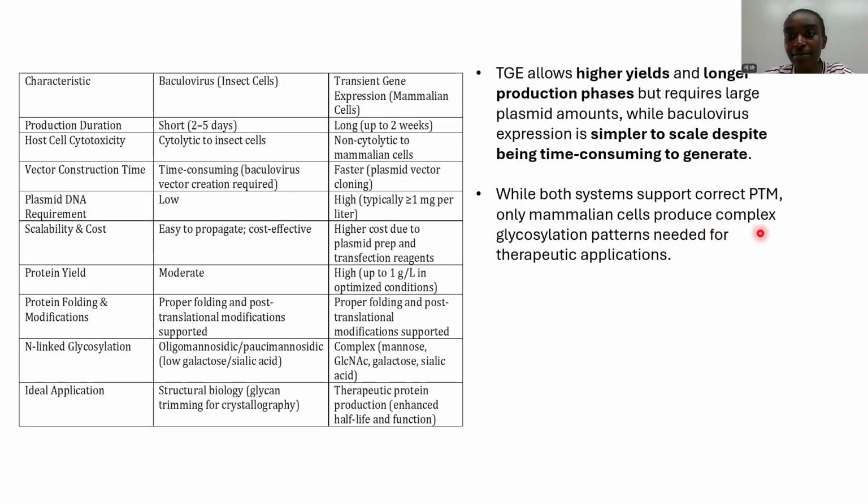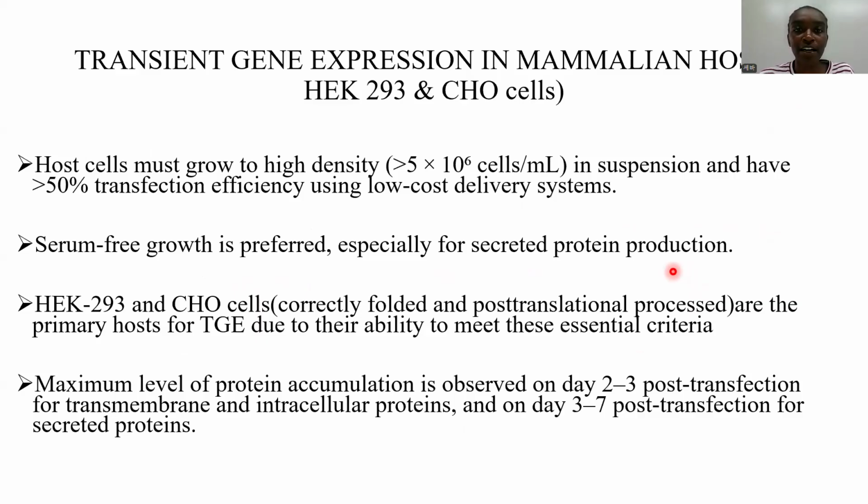So while both systems can support correct post-translational modification, only mammalian cells produce complex glycosylation patterns needed for therapeutic proteins and therapeutic applications. So it's the most desired and best method for production of recombinant proteins. My major focus for the discussion today will be on transient gene expression in mammalian host cells, such as the 293T and the CHO cells.